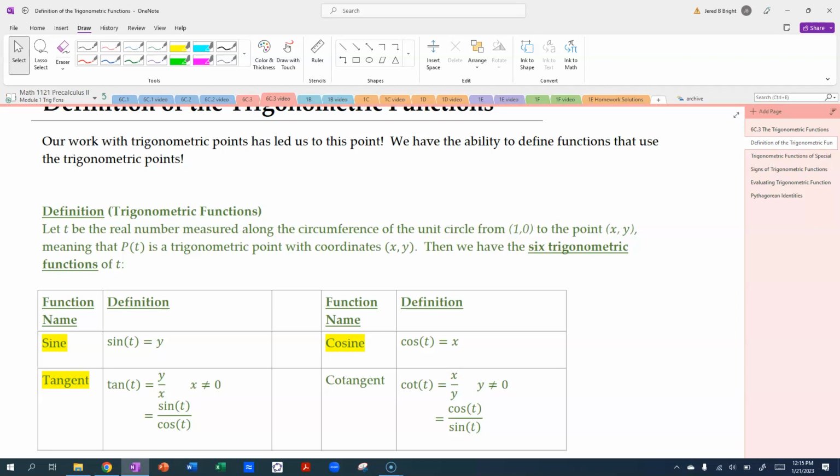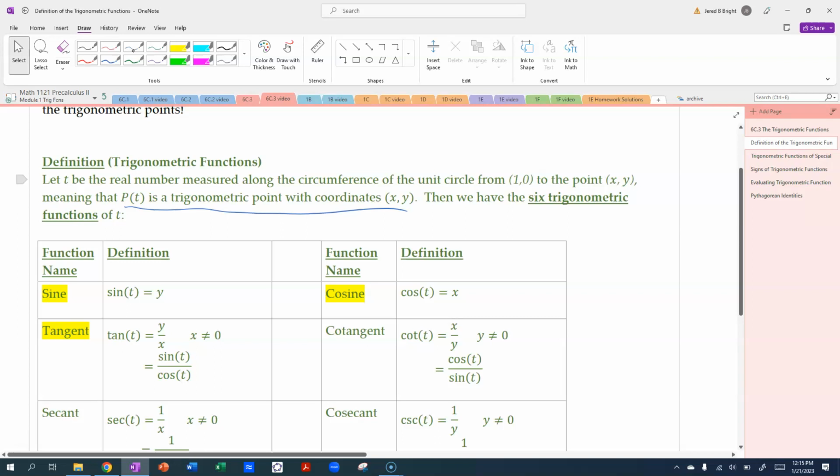You can see t is a real number, measured along the circumference. All that's just saying P of t is a trigonometric point and it has coordinates x, y. That's really what we have to take away from that. With the trigonometric point, if we're looking at the y coordinate of the trigonometric point, that is our sine function, spelled S-I-N-E. When we write it mathematically, we typically just write it as sin, all lowercase, and then parentheses t.